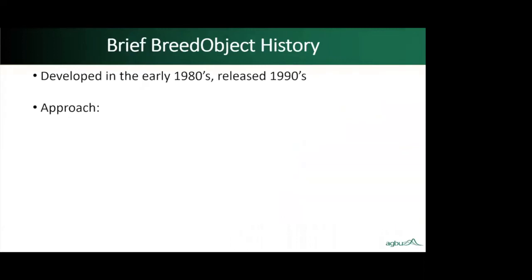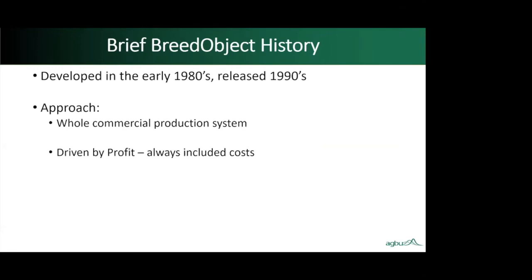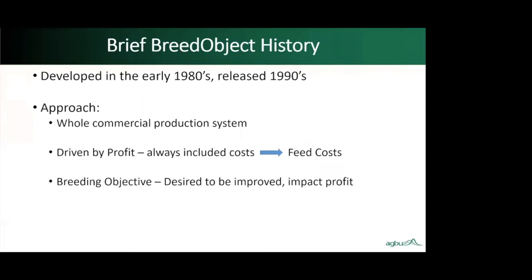Just to briefly summarise, the approach taken during the development of BreedObject has been based around these four characteristics. The whole commercial production system is modelled. Profitability in that commercial production system drives BreedObject, and it always includes costs, and in particular feed costs. The traits considered by BreedObject are broken into two categories: the breeding objective traits, which are desired to be improved because they impact commercial profitability, and the selection criteria traits, which are those traits that are measurable in the seedstock herds, analysed by BreedPlan, and are importantly related to the breeding objective traits.